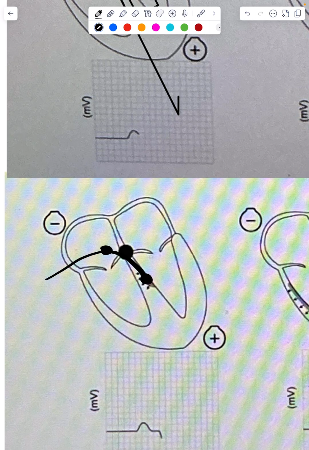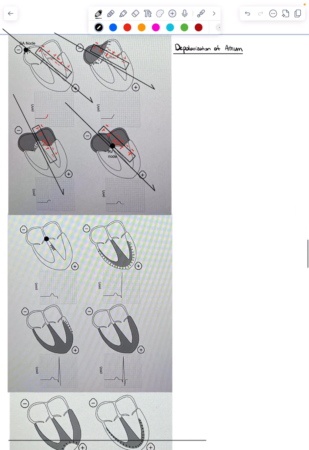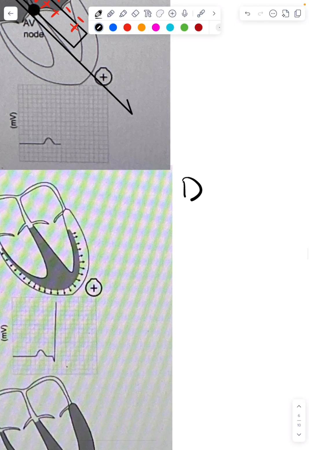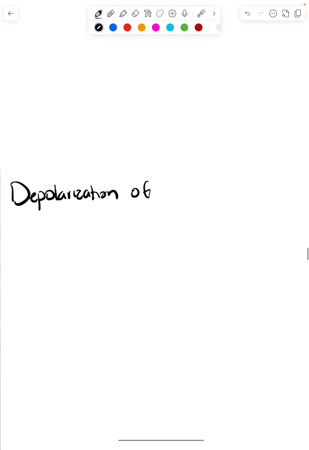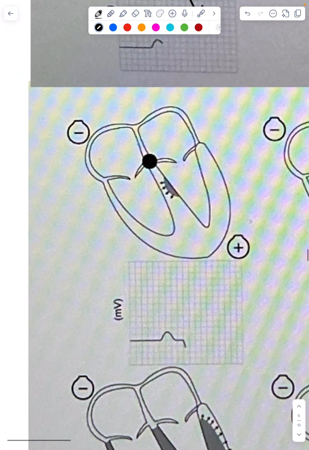So this is the AV node. This is the SA node. The AV node bundle of His will come down and it'll start depolarizing. So I'm going to write this before. Depolarization of the ventricles. This is going to start here.